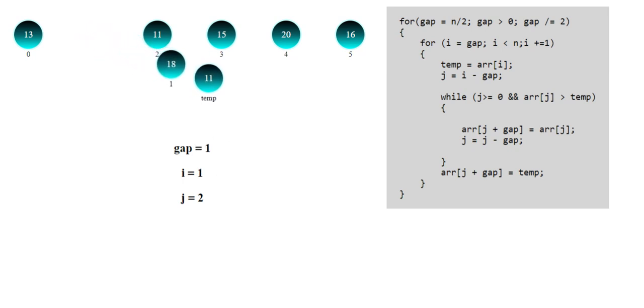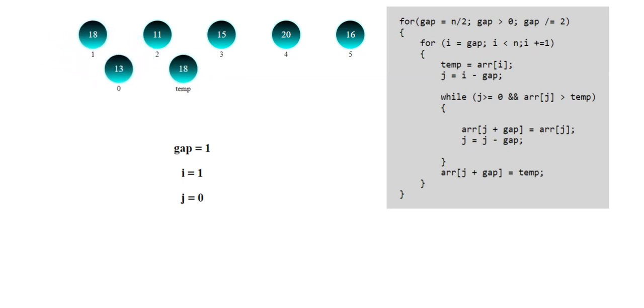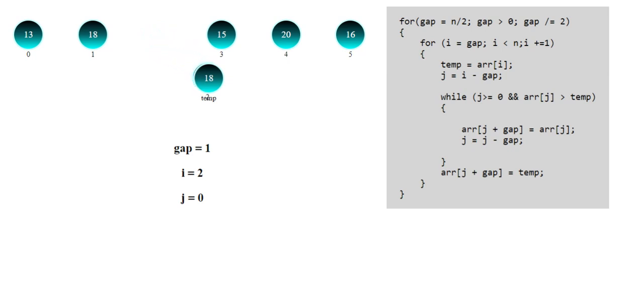Now the gap reduces and becomes equal to 1. 18 and 13 are compared. 13 is less than 18, so there is no change. 11 and 18 are compared. 18 is greater, so 18 goes to the next position. 13 and 11 are compared. 13 is greater, so 13 goes to the next position. 11 goes to the first position. This is how shell sort works.